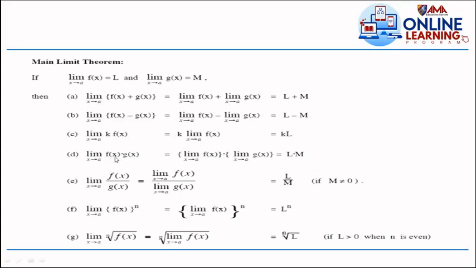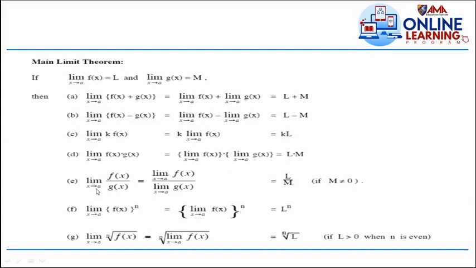Okay? So next, we have the limit of k multiplied by f of x as x approaches a, where k is a constant. So the limit is equal to kL, the constant multiplied by L. The limit of f of x multiplied by g of x as x approaches a. So we're going to make use of the multiplication rule. Okay? We distribute the limit as well. So we have L multiplied by M.